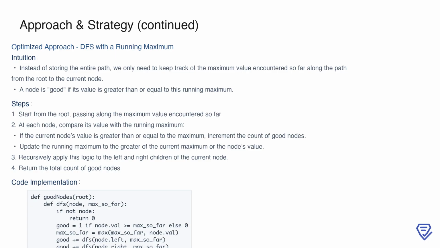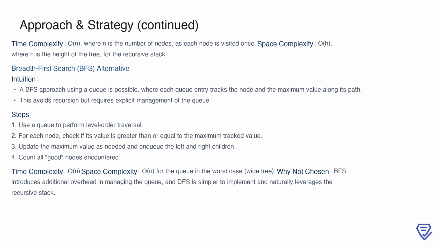The implementation is efficient, as each node is visited once, resulting in a time complexity of O(n). The space complexity is O(h), where h is the height of the tree, due to the recursive stack. This approach eliminates unnecessary comparisons, making it both faster and more memory efficient. The time complexity of the optimized DFS approach is O(n), as each node in the tree is processed exactly once. The space complexity is O(h), where h is the height of the tree, because the recursion stack at any point will hold at most one branch of the tree.